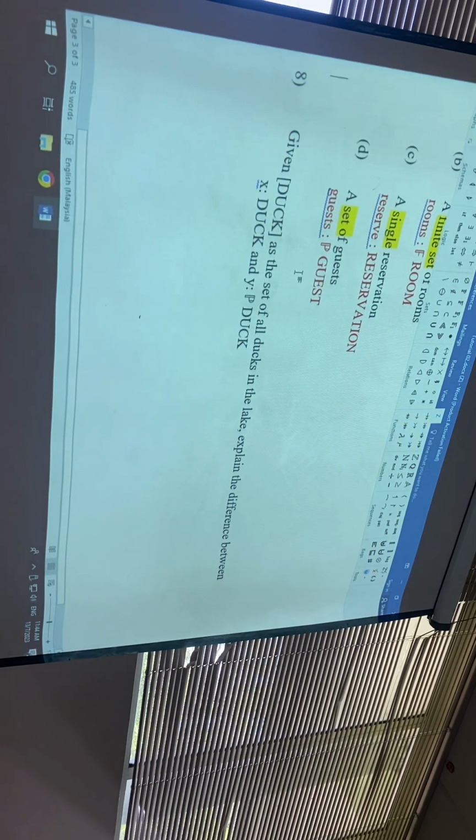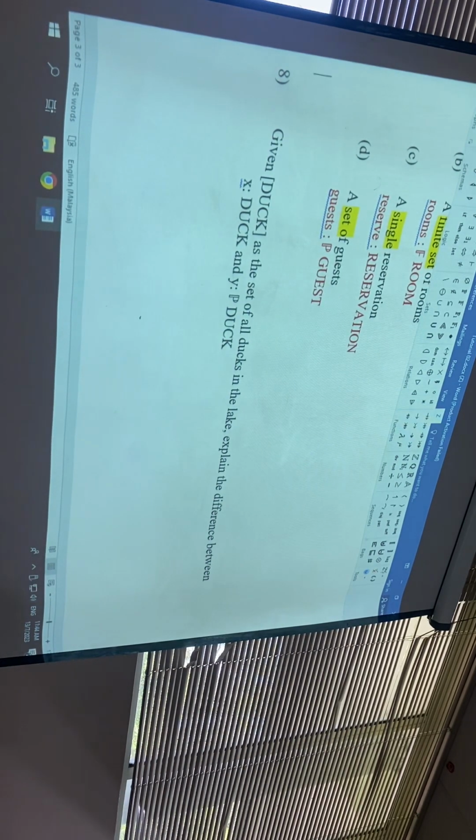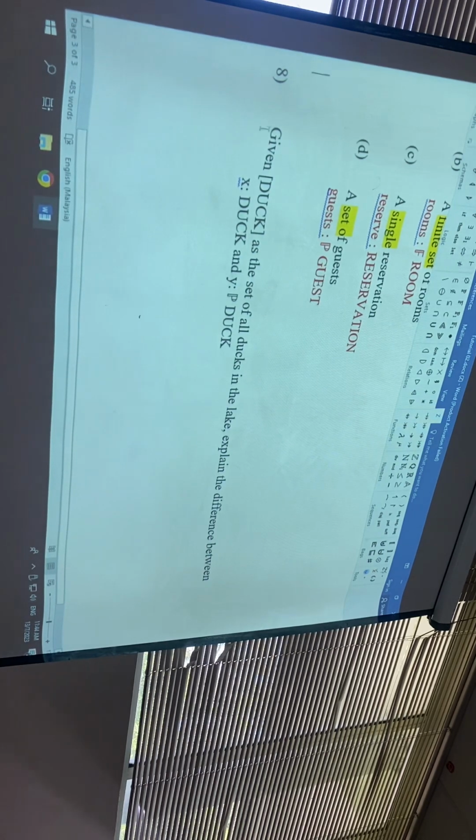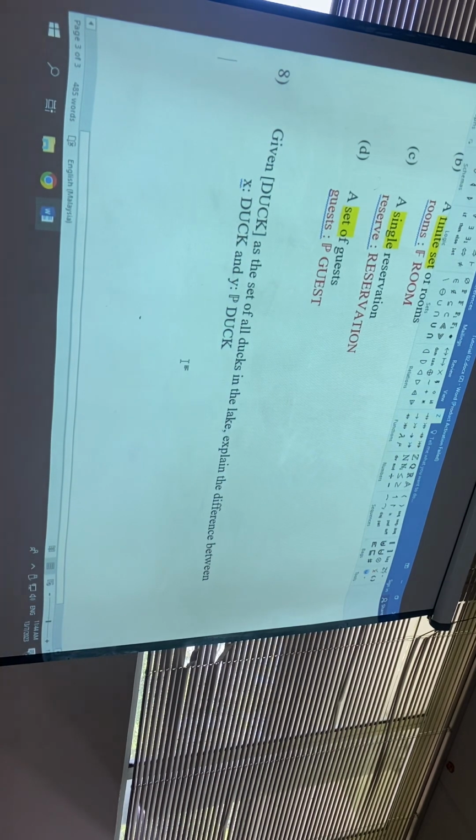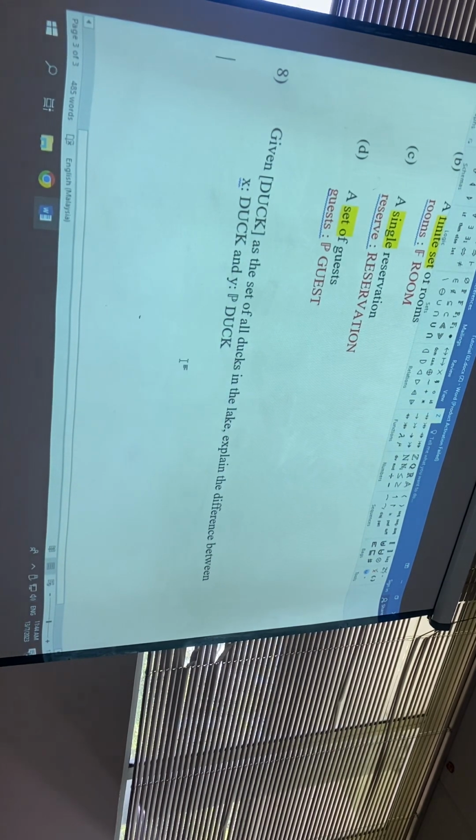And the last question here. If you are given this kind of question, how are you going to answer this? The difference between X and Y here. If you are given this kind of question to be answered, how are you going to answer this question?